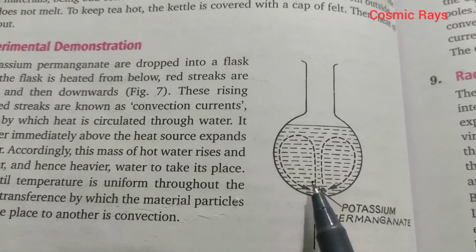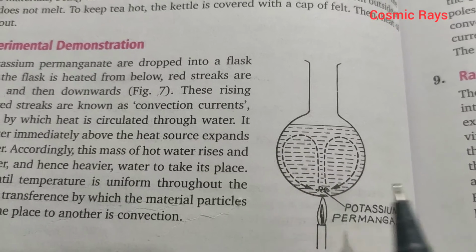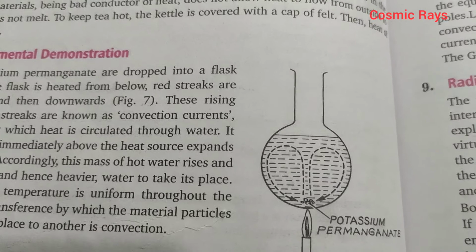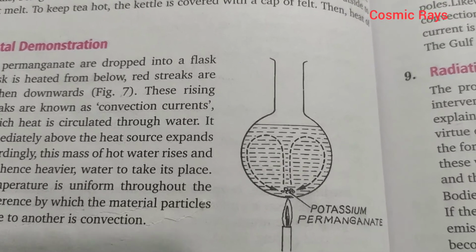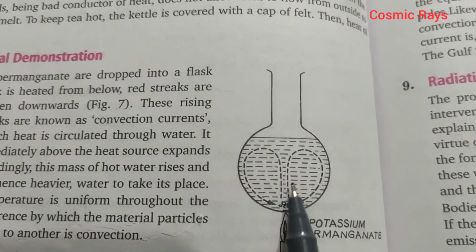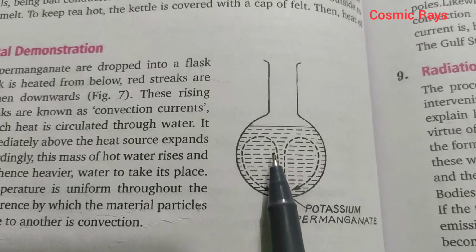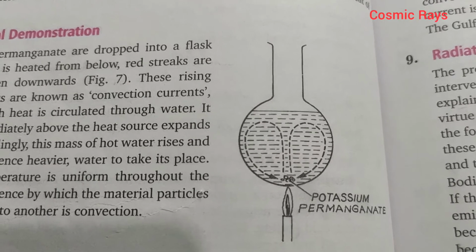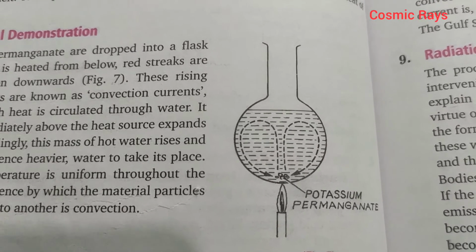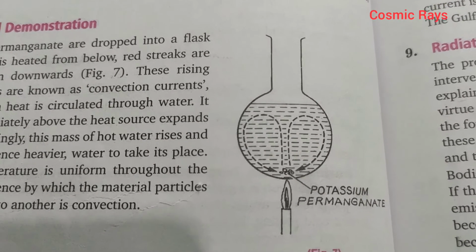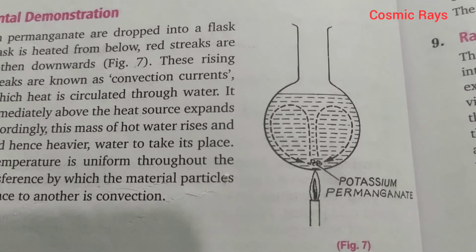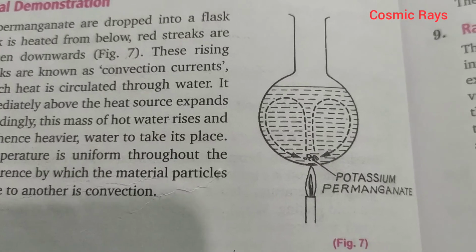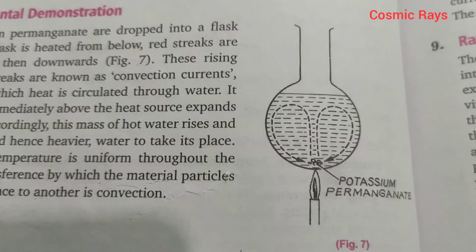So these going up and coming down of these red granules, they are known as convection currents. This method of heat transfer, by which the material particles carrying the heat move from one place to another, is known as convection. And there are convection currents in nature. That is why we have trade winds, then we have sea breeze and land breeze, then we have ocean currents. We would be discussing the sea breeze and land breeze now.